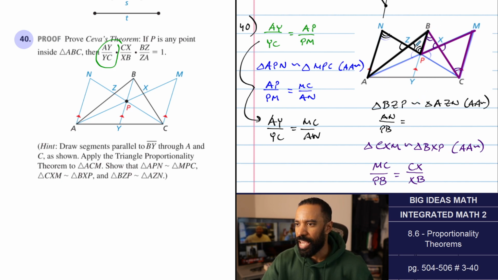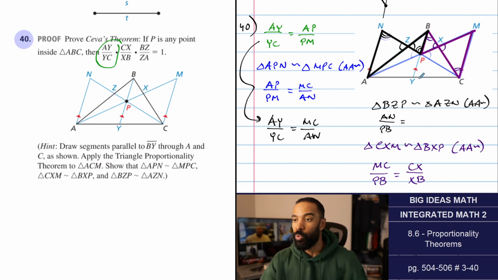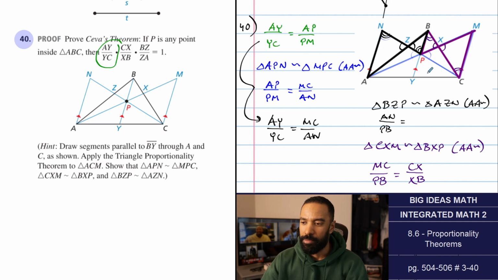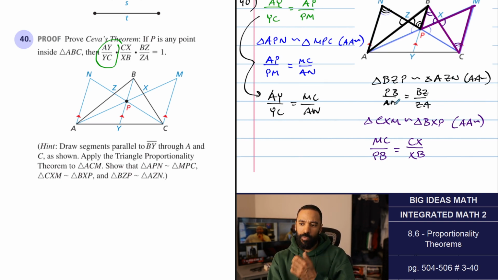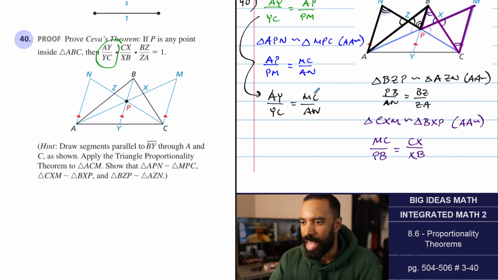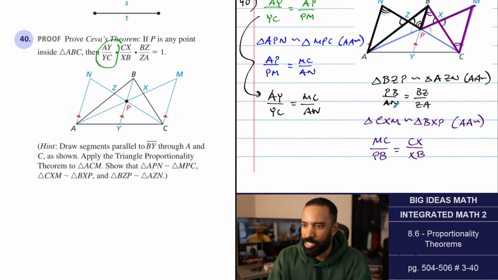BZ over ZA. Ooh, then I need PB on top here. PB over AN, it's hard enough without having to write the proof stuff, equals BZ over ZA. Okay, in what world can I now use this MC over AN stuff right here?